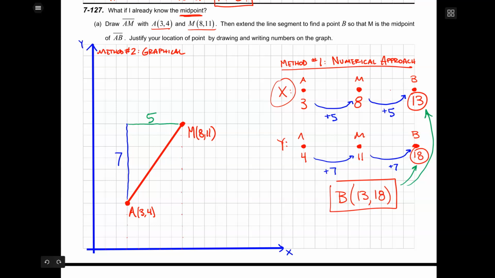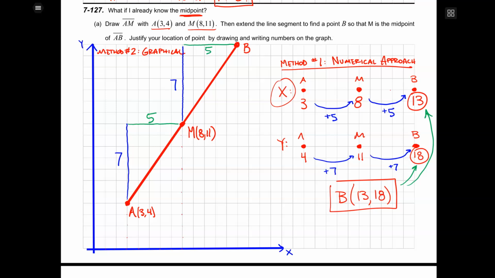If I do that same thing again, I go up 1, 2, 3, 4, 5, 6, 7. And then I have that horizontal change of 5: 1, 2, 3, 4, 5. I end up where I think point B is. And again, I have that vertical change of 7, that horizontal change of 5, and let's see if it worked. Sure enough, when I sketch segment AB again, it goes right through point M.